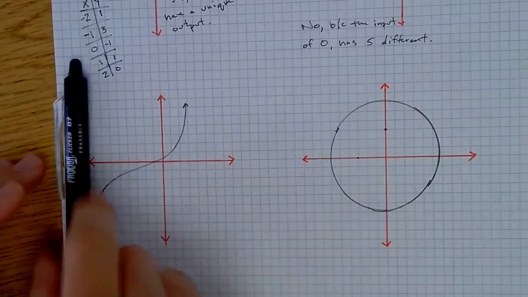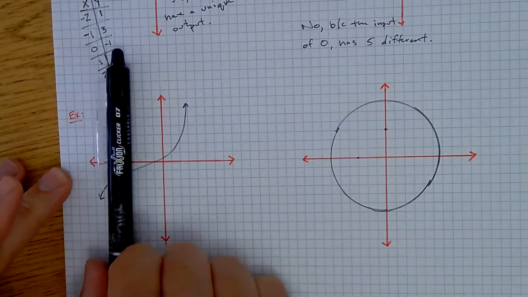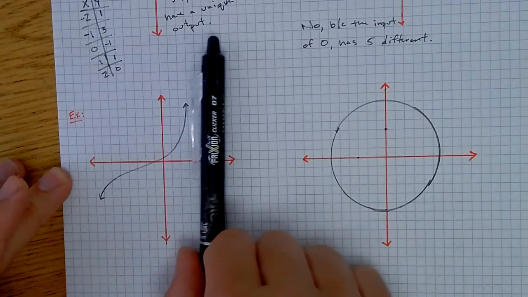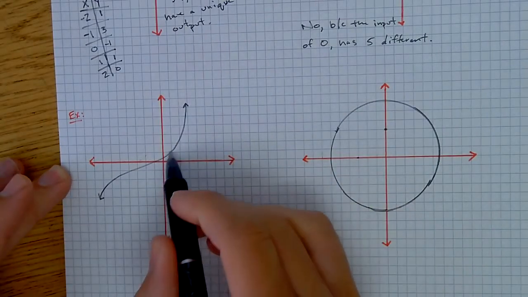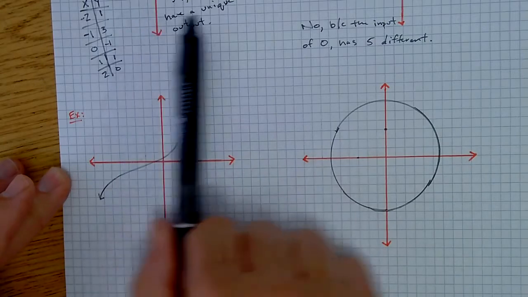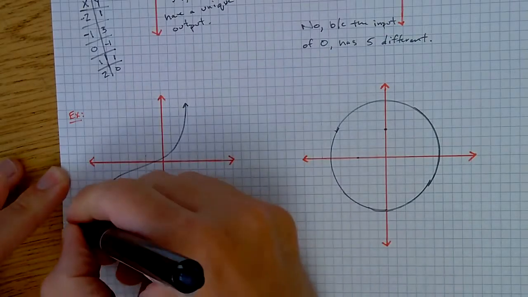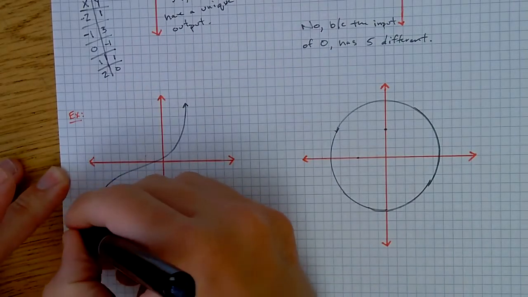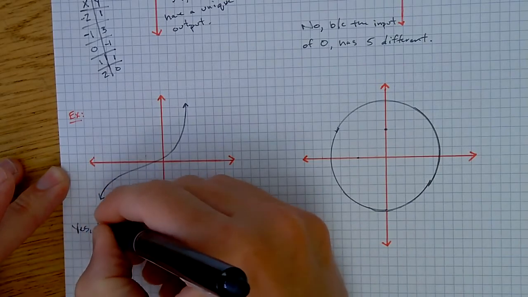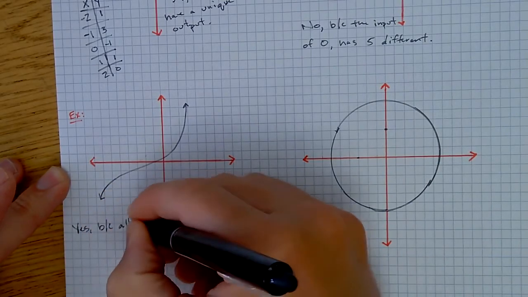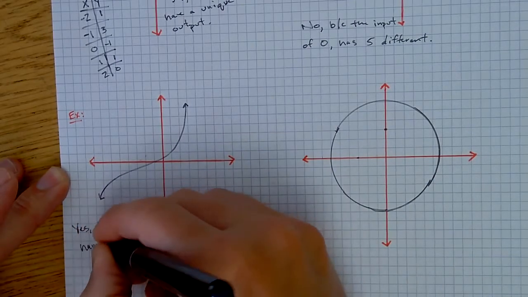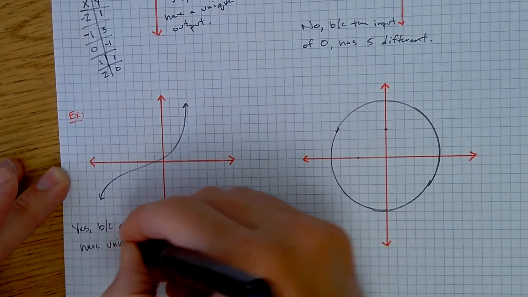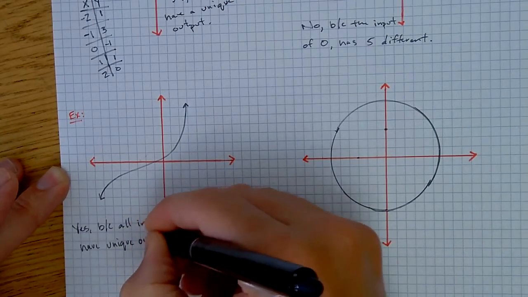Okay, so first one's kind of a cubic function here. If I took a vertical line and I go across, okay, am I ever touching the graph twice at the same time? No, even though it gets a little straight right here, it's still moving to the right. Okay, so this is a function. And again, we can just say because all inputs have unique outputs.